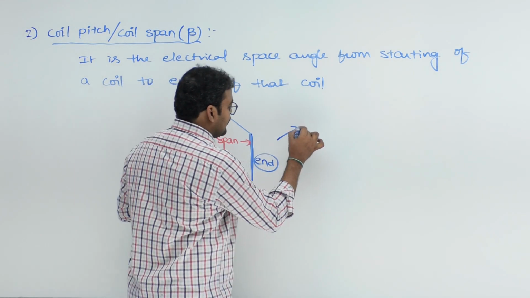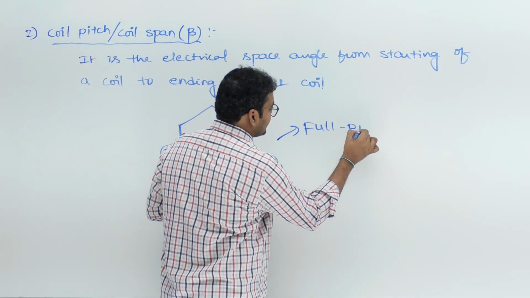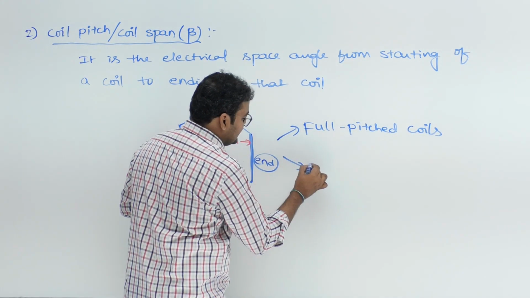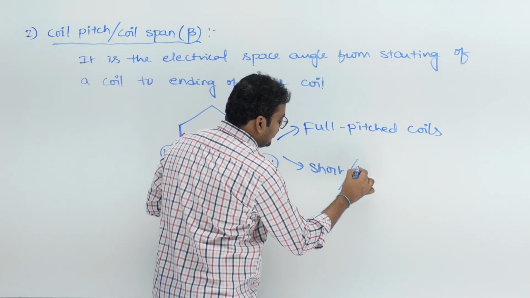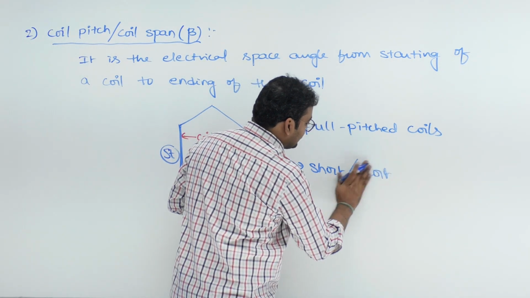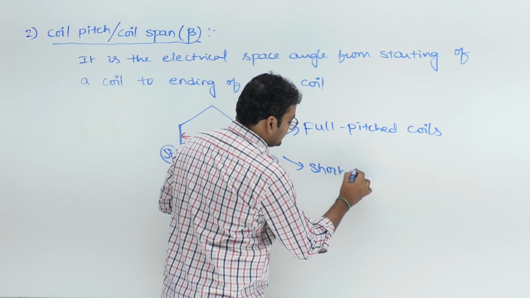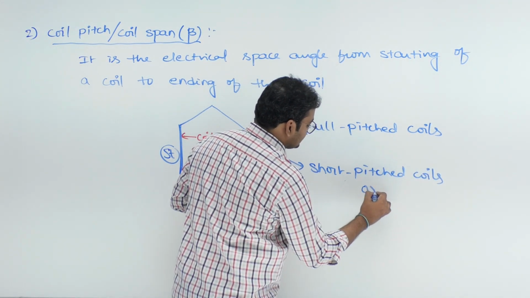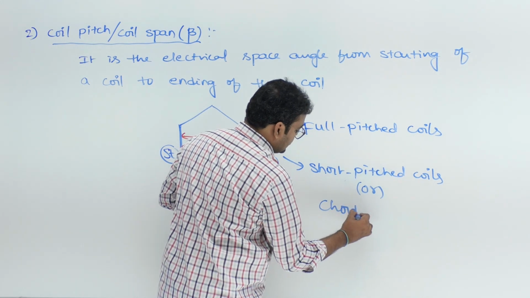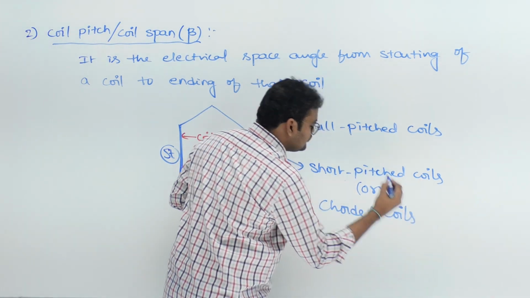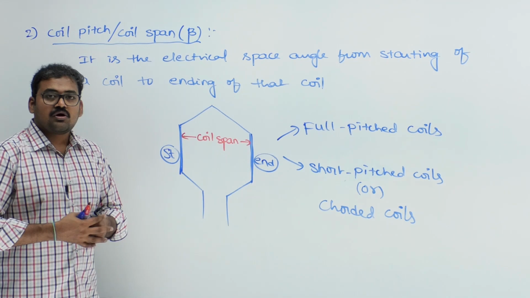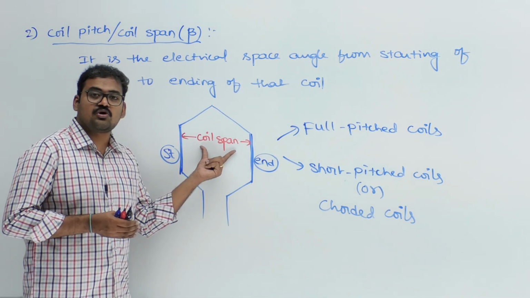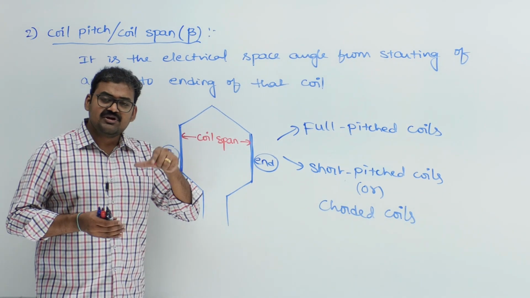One is full pitched coils, and the other one is short pitched coils, also called as chorded coils. As I told you, coils are divided into two categories based on the value of this coil span. First of all, what is meant by coil span?